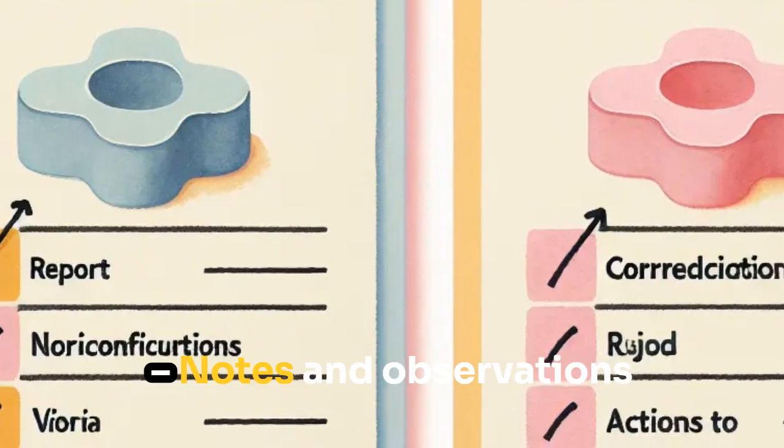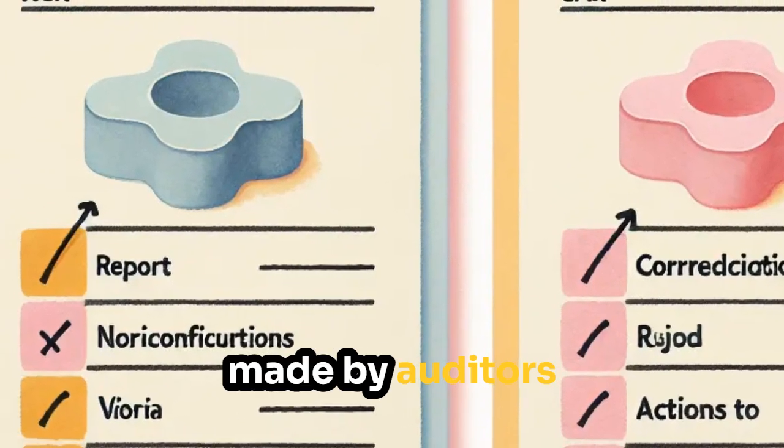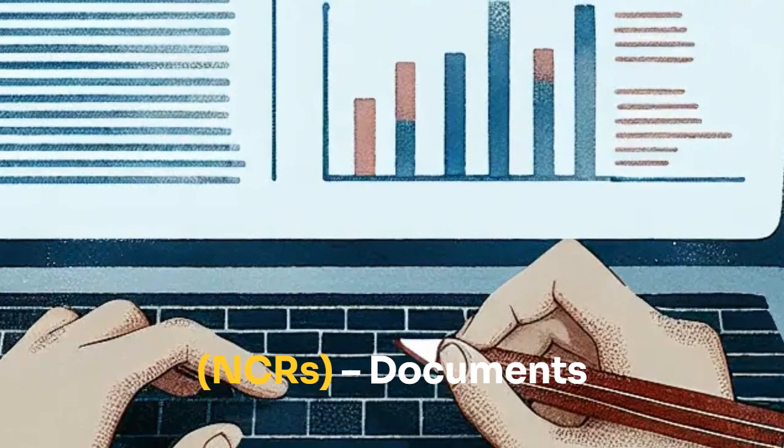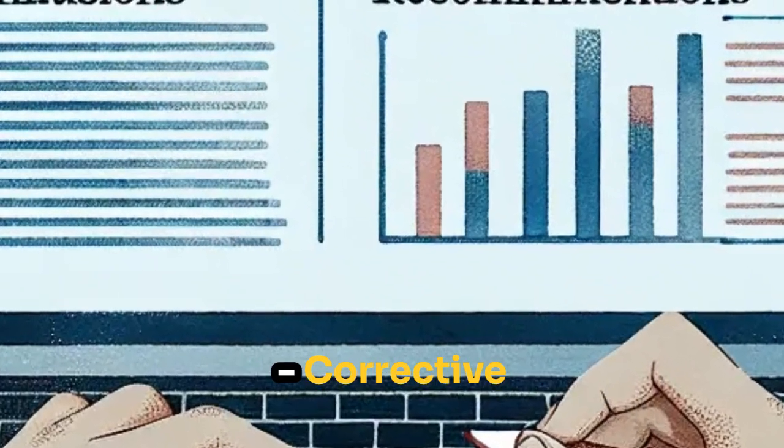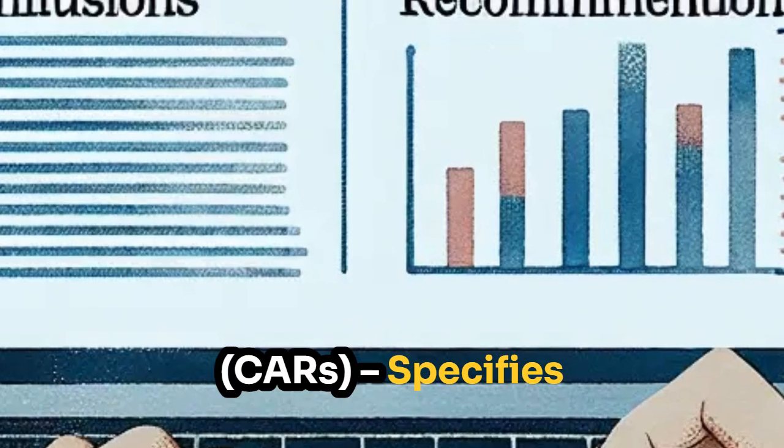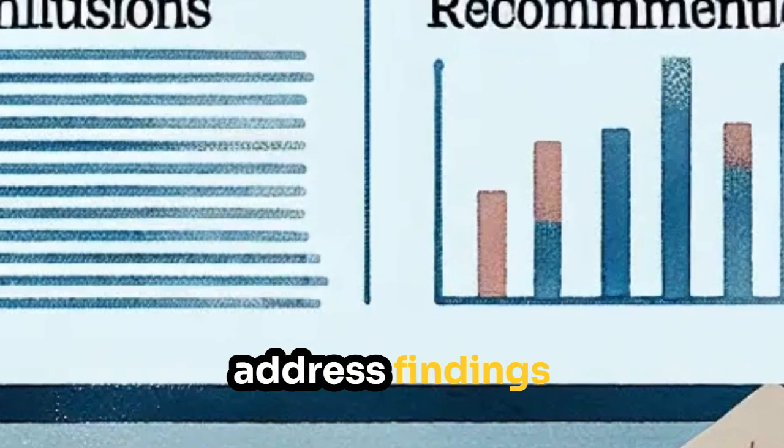Audit working papers, notes, and observations made by auditors. Nonconformity reports, NCRs, which document violations, risks, and gaps in compliance. Corrective action requests, CARs, which specify actions required to address findings.